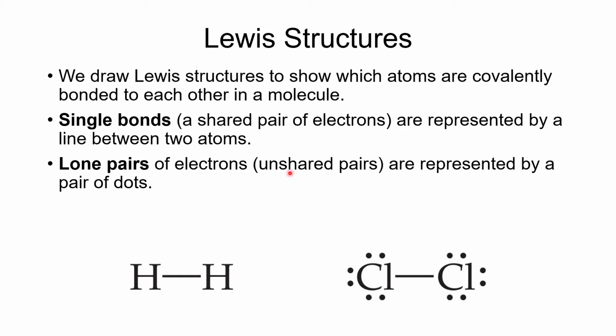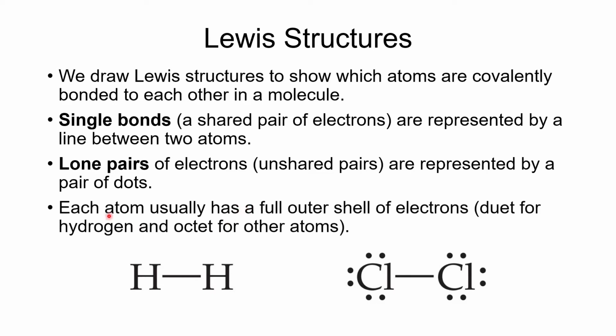Lone pairs of electrons are called unshared electrons. We will sometimes refer to those as just non-bonding electrons. They are represented by a pair of dots, just like we did in the Lewis symbols. Each atom usually has a full outer shell of electrons. In other words, it has 8 electrons around it. Here chlorine, you'll see that there are 2, 4, 6, 8 electrons. We're going to count that one. The shared electrons get counted for both atoms. And then for this chlorine, 2, 4, 6, 8 electrons around it. Now, hydrogen can only have 2 electrons, and it can either have a bond or a lone pair of electrons, but it can't have both. Here, each hydrogen has a duet instead of an octet.